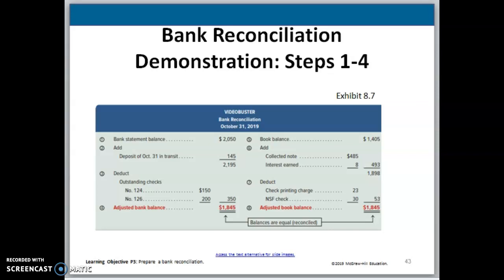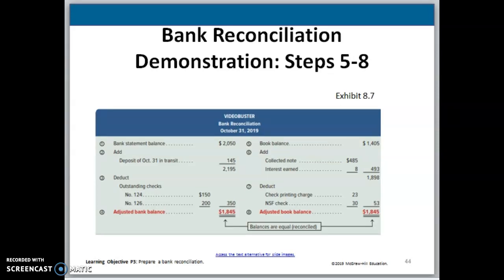Then we're going to subtract out any outstanding checks or any bank errors that we may have had. In this case, we just have 2 checks. So Video Busters compared the canceled checks with their books, and they showed 2 checks that haven't cleared yet: check 124 for $150, and check 126 for $200. So we're going to subtract those from the bank balance because we know we wrote them. The bank hasn't cleared them yet, so they haven't deducted them. So we're going to deduct that, and that's going to give us an adjusted bank balance of $1845.